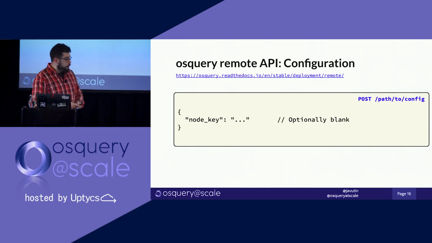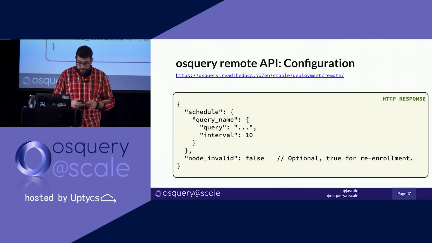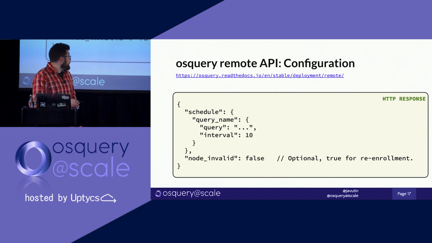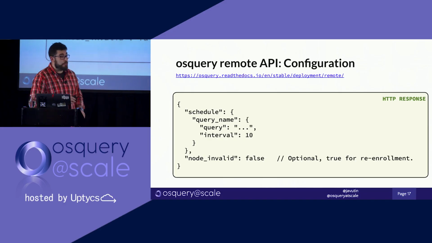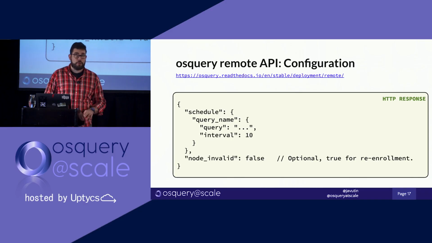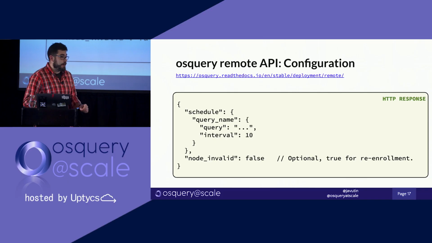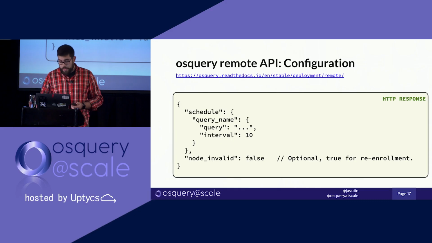Okay, so a request with the node key, and it will just get a response, which is the schedule with all the blob of the configuration. Same, node invalid, if it's true, it will re-enroll. That schedule is the same as if you were to configure an osquery.conf file to load locally. So basically it has to be a well-formed JSON, because otherwise osquery will just attempt to configure again. So that is where your configuration goes.